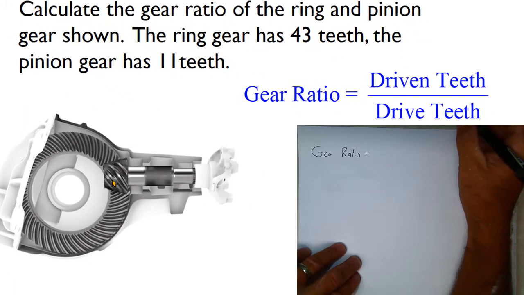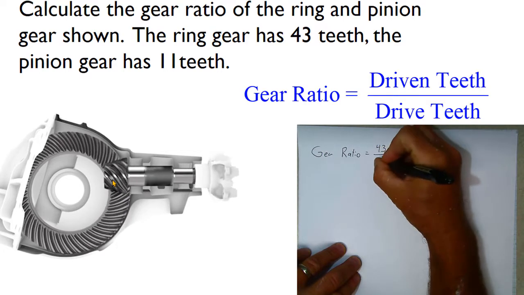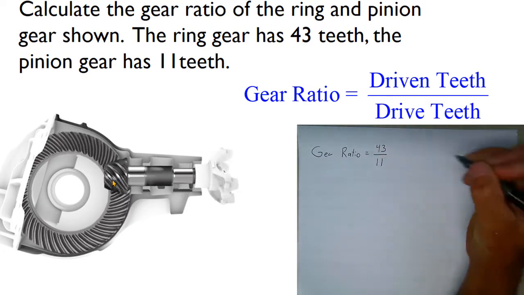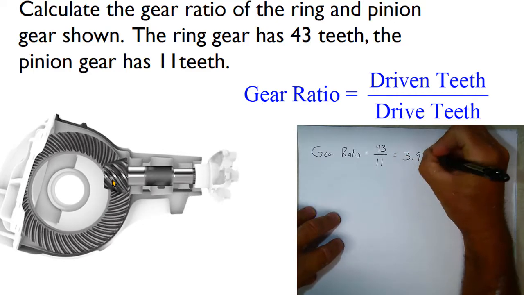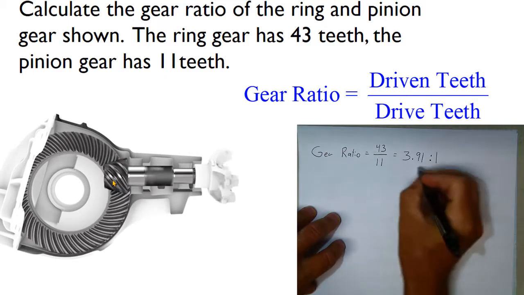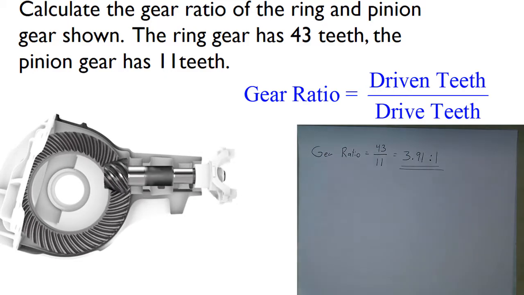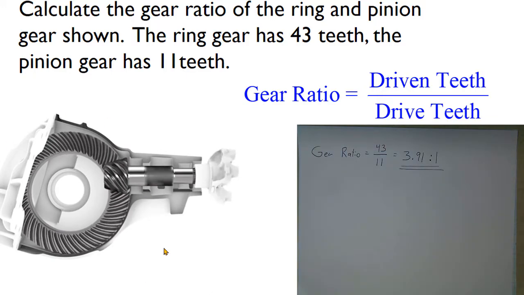In this case, the ring gear has 43 teeth. That's the one being driven. The drive gear is the pinion. It has 11. And if you divide that, you get 3.91. But that's not a ratio unless we put "to 1" on there. So 3.91 to 1. It takes that pinion gear 3.9 turns to make the ring gear turn once.